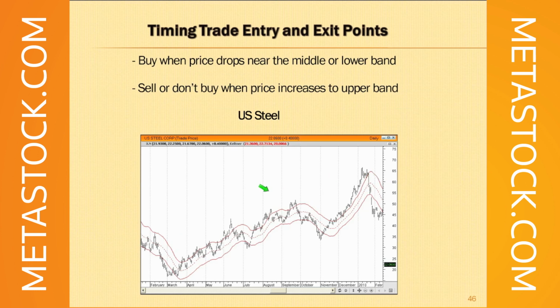So the Keltner channels act as an overbought, oversold indicator. This is a price chart for U.S. Steel, and the way we use these Keltner channels is we don't want to buy when the stock is up near the upper channel, because that's an indication that the stock's getting overbought. We want to buy when the price of the stock is trading near the middle or the lower channel, when the stock becomes oversold, and that can give us a better entry point.